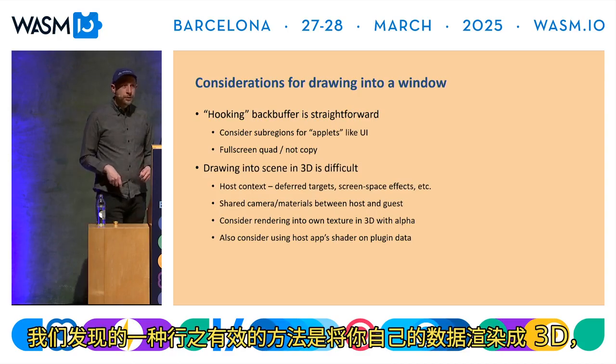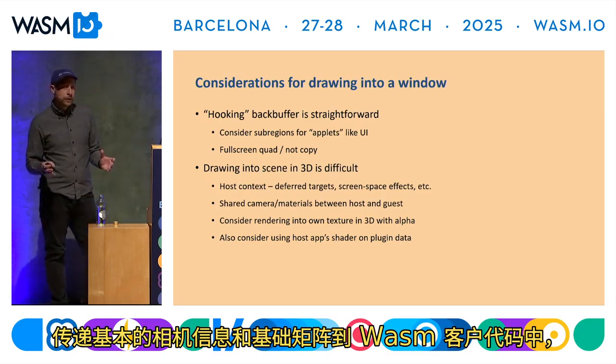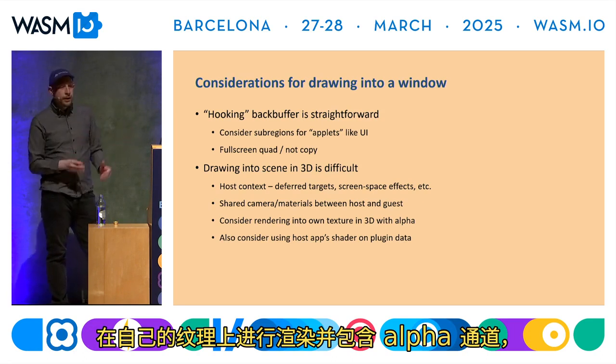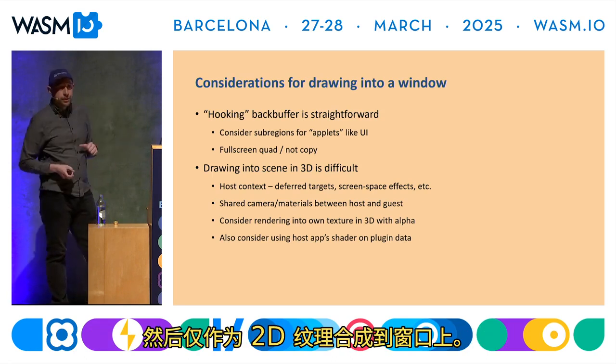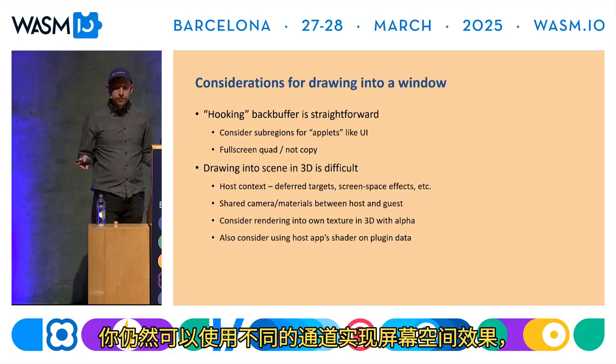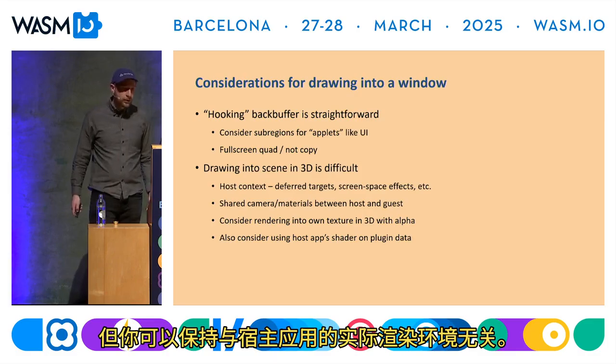and it loses some of that abstraction from the host. And so an approach we found that works pretty well is rendering your own data in 3D, passing basic camera information, basic matrices over to the Wasm guest, rendering into your own texture with alpha, and then just compositing that as a 2D texture onto the window. And so with that, you can control what aspects you write to. You can still do things like screen space effects with different channels, but you can remain agnostic of the actual rendering environment for the host app itself.